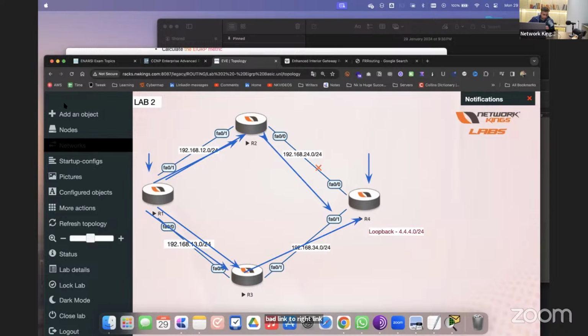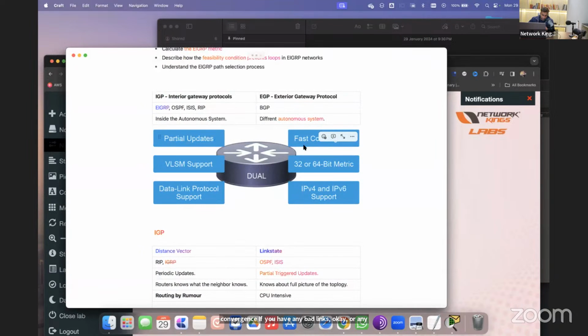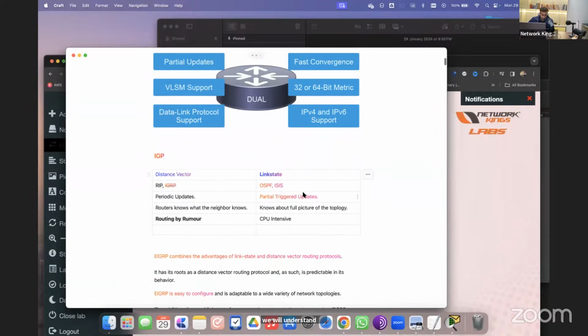Whenever a link goes down or anything happens, the time in which you shift your traffic to another best link is called convergence. And EIGRP is very fast in convergence. If any link is down or has any problem, EIGRP automatically shifts to another path very soon. It has a metric value of 32 or 64 bit, how it calculates the path, that is called the metric, which we will understand. And EIGRP supports IPv4 and also IPv6.